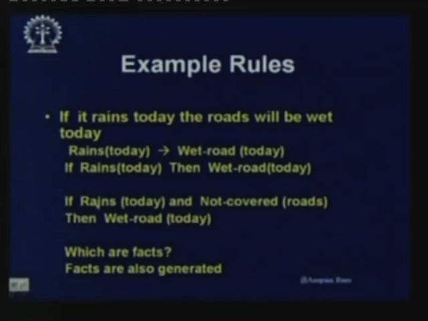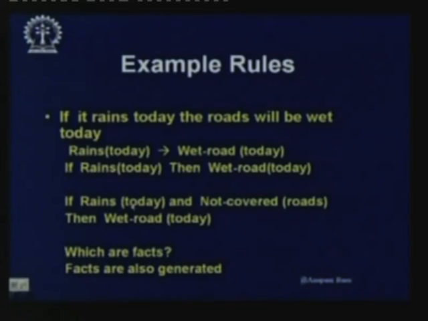In our discussion, I'll often refer to this as the antecedent part or the antecedent field, and each of them is an individual antecedent. Now, when does this rule really work? This rule will be active when both these antecedents, since they are connected with an and, are both true. Suppose the fact is it rains today and the roads are covered today.